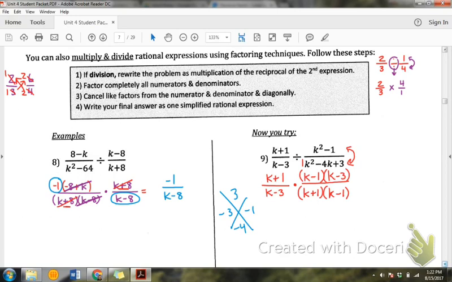Okay, Taylor, what's one thing I can cancel? You can cancel the K minus 1. All right. K minus 1 and K minus 1. Cedric, what else can I cancel? K minus 3. K minus 3. Kate, is there anything else I can cancel? I said Cade. Is there anything else I can cancel, do you think?